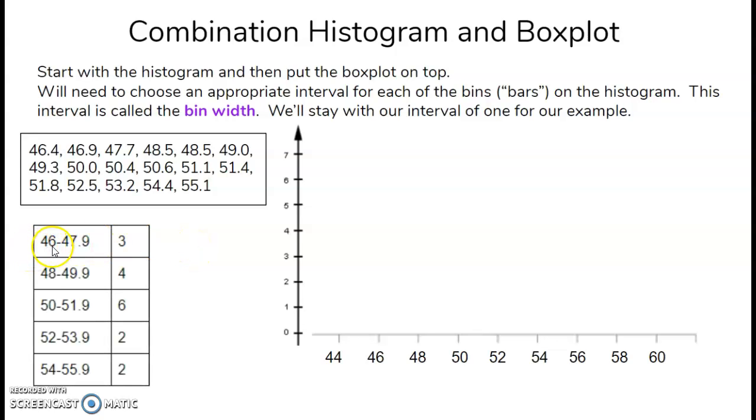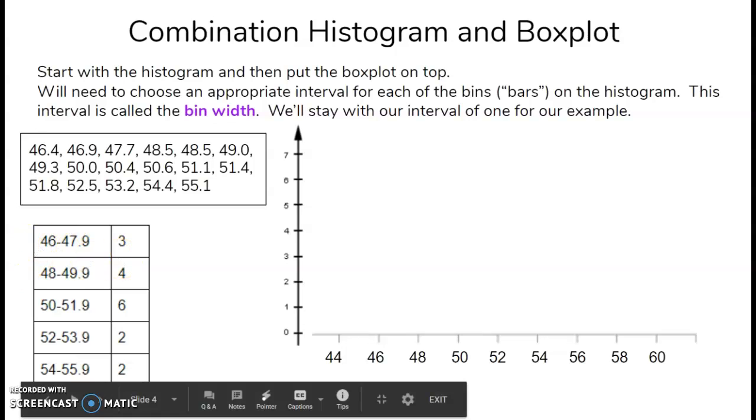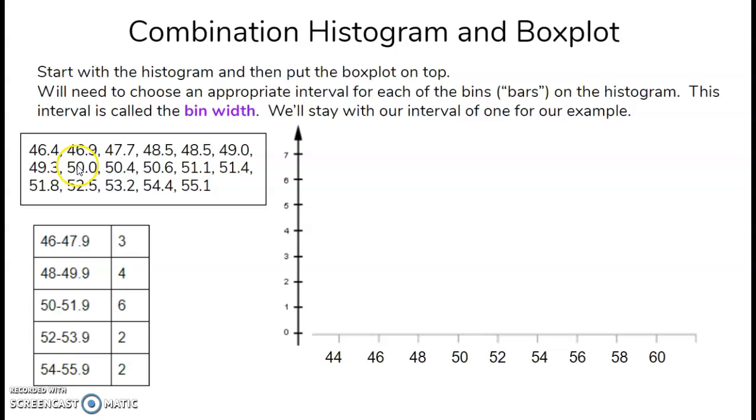Going up by 2, so 46, and here's 48, and then 50. So I want everybody between 46 and 47.9 right here, and I count 3 of them, 1, 2, 3. And then 4 of them between 48 and 50. 50 will get counted in the next category, so 50 up to 52. So we got 1, 2, 3, 4, 5, 6 of those, and then 2 in that category and 2 over there.